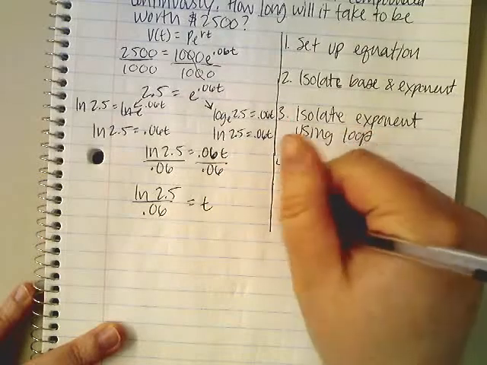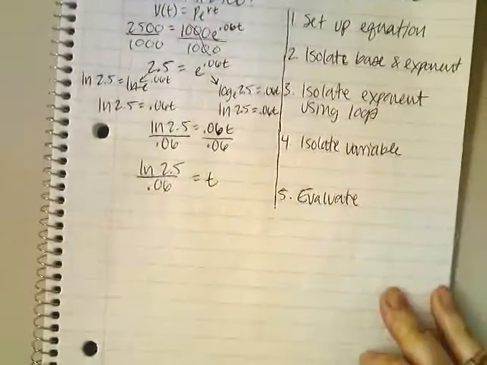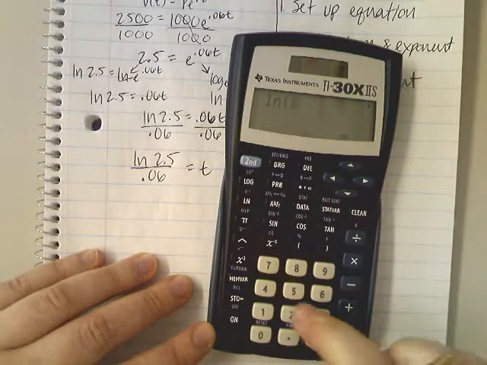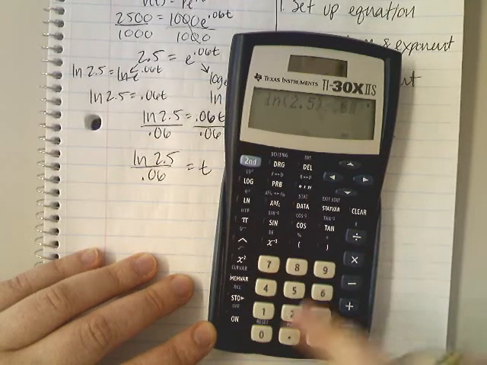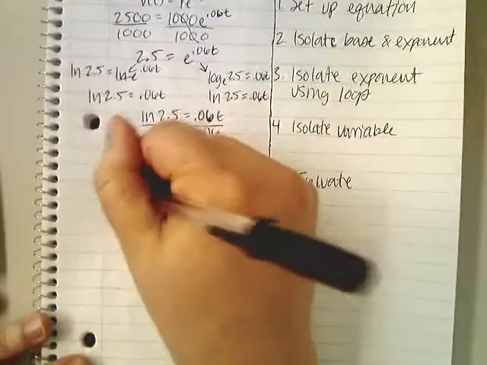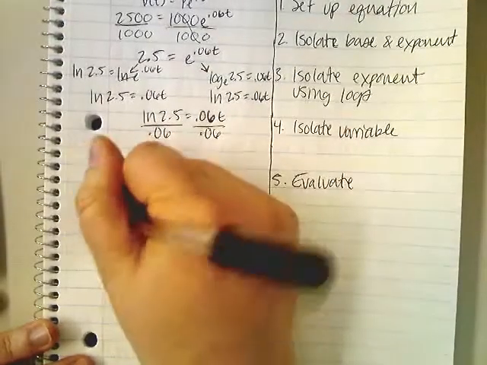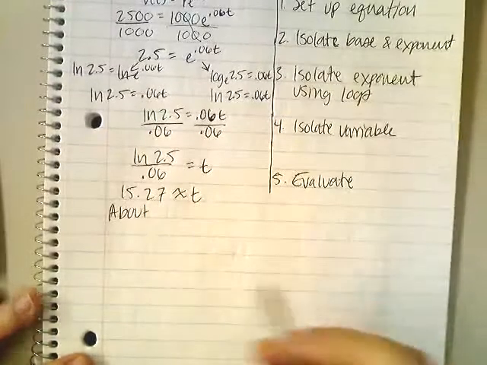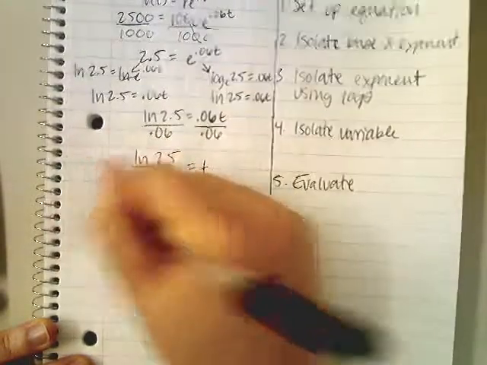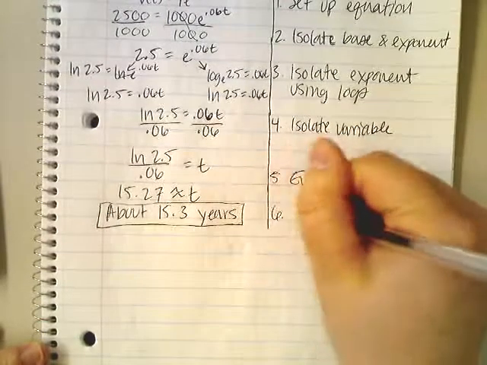And then I'm just going to evaluate with a calculator. So at this point, I'll plug this in here. I have ln of 2.5 divided by 0.06 is 15.27. So t equals approximately 15.27. So my answer for the original problem will be about 15.3 years. And that's my final answer.